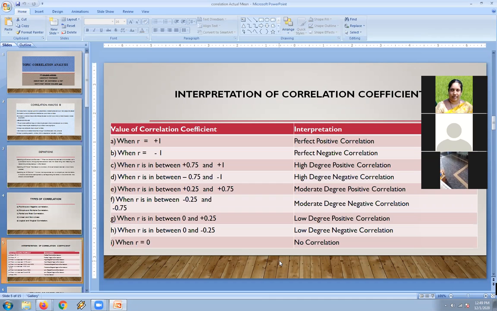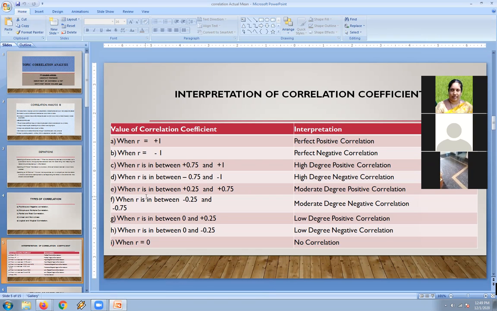When we write our inference or interpretation between the two variables, we have to write a sentence on how these two variables are correlated, whether they are positively correlated, perfectly positive correlated or perfectly negative correlated. The next is when the value has a range between +0.75 and +1, it is called high degree positive correlation. If the value of R falls in the range of -0.75 and -1, it is called high degree negative correlation.